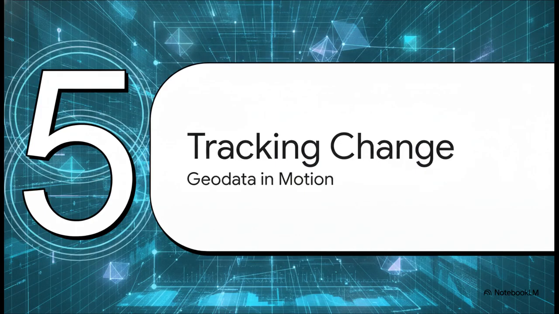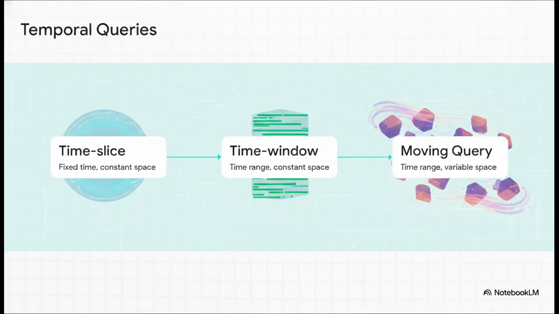Finally, we hit Module 5, Tracking Temporal Change, Geodata in Motion. This is where we activate the temporal processing module to track how all these geometric, thematic, and topological properties shift over the dimension of time. Because mapping geodata in motion is super complex, algorithms analyze time in 3 progressive steps. First, you have a time-slice query, which is looking at a fixed moment in a constant space. Think of checking unemployment in the year 2010. Second is a time window query, analyzing a range of time in a constant space, like tracking unemployment changes in London from 1950 to 2000.